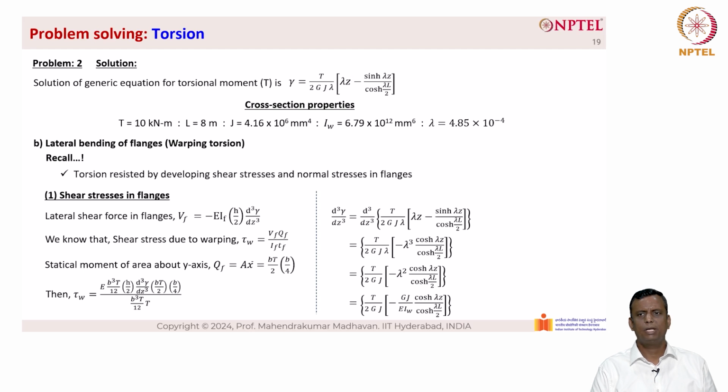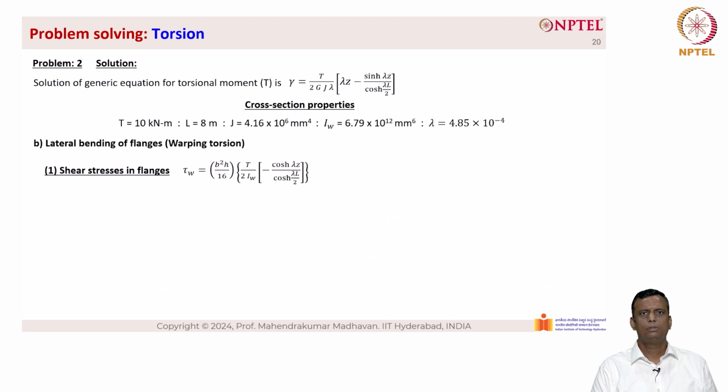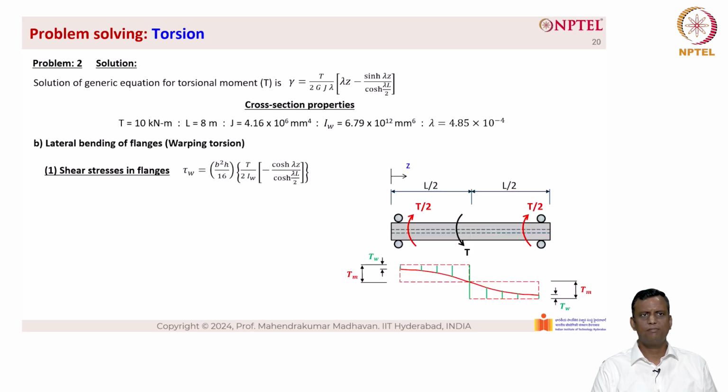And we know that λ² equals GJ divided by EIw. So when we back substitute and simplify, we can remove GJ on both sides. So we have d³γ/dz³ equal to T divided by 2EIw into minus of cosh λz divided by cosh λL by 2. We can substitute this in the entire equation for τw. So when we do so, we have E into b²h divided by 16 into T divided by 2EIw into minus of cosh λz divided by cosh λL by 2. So this is the equation for shear stresses in the flanges.